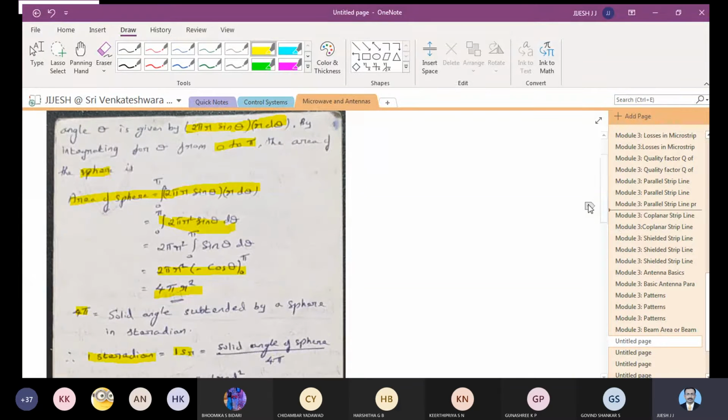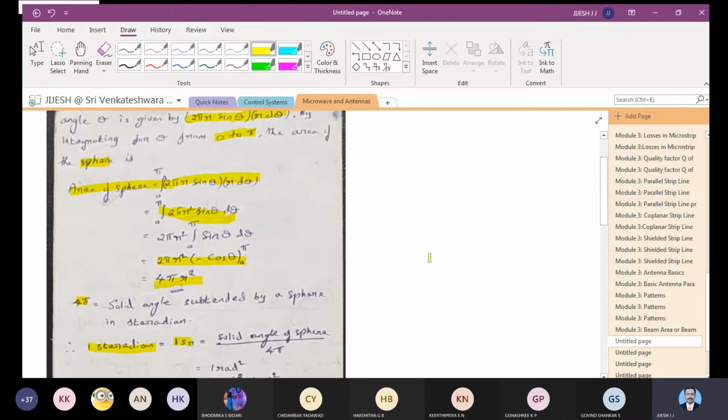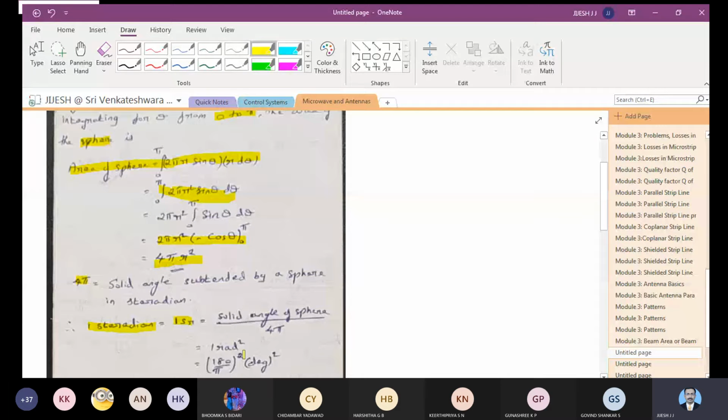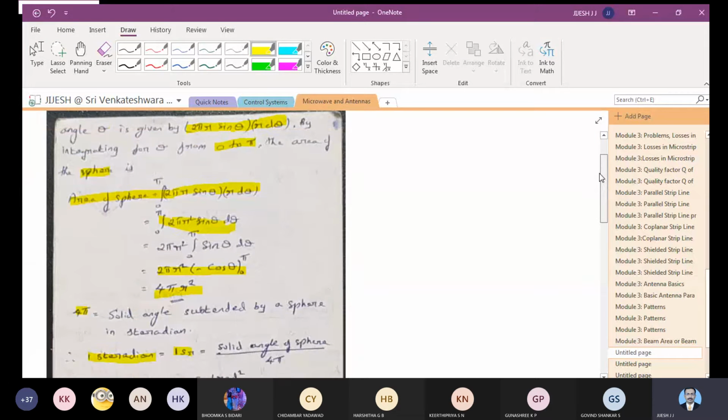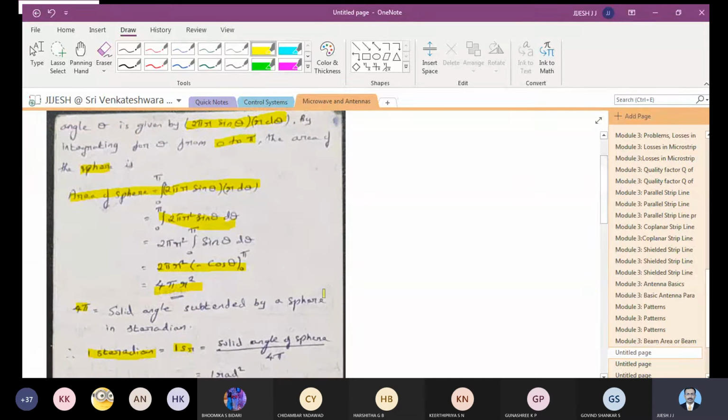It can also be written in terms of radians. 1 steradian is equal to 1 radian square. Or you can convert it into degrees. You know that 1 radian is 180 by pi, so 180 by pi square, and you can put it as degree square. When we do the calculations, we'll come to that. You complete this first, and then we will move on to those things further. So 1 steradian can be written as 1 radian square, and it is the solid angle of the sphere divided by 4 pi.